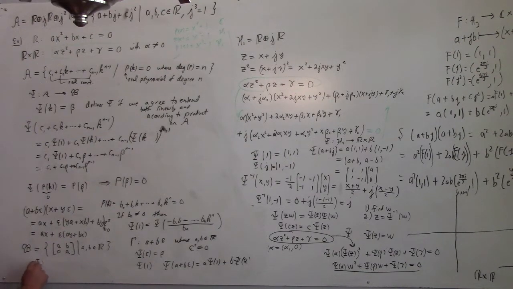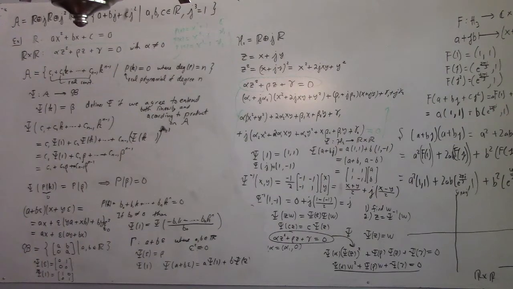I would define the map psi of epsilon to be 0, 1, 0, 0. Yes. How would you map 1 though? And psi of 1 would map to 1, 0, 0, 1. So this is, of course, the 2 by 2 identity matrix. And this is a matrix that squares to 0. This is a nilpotent matrix of order 2.